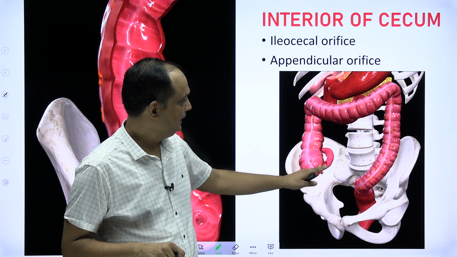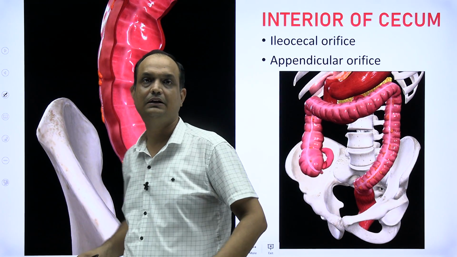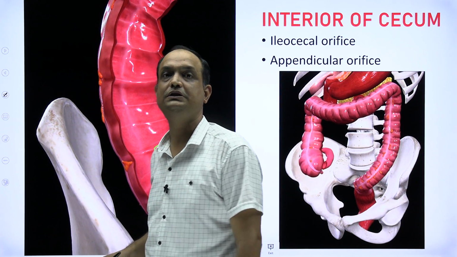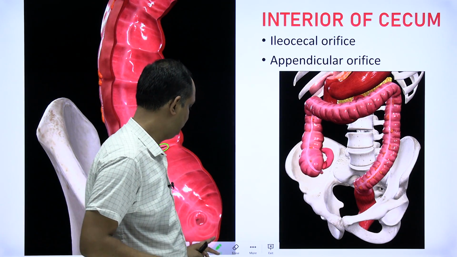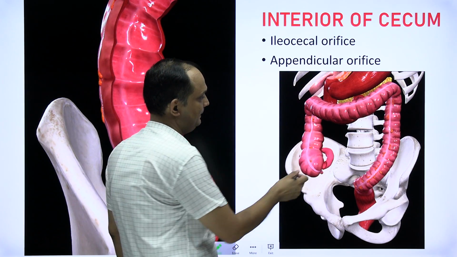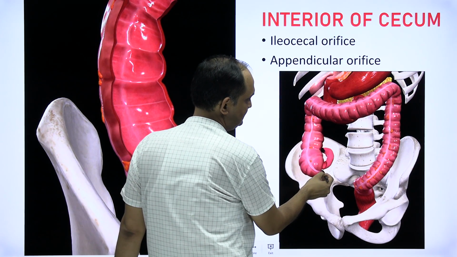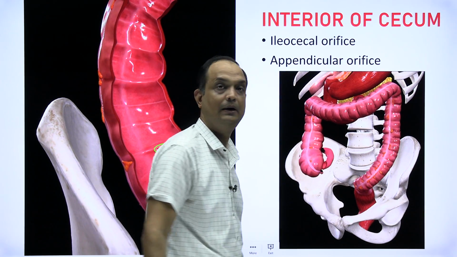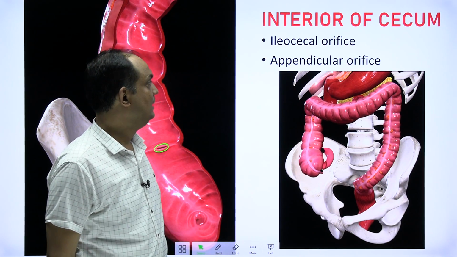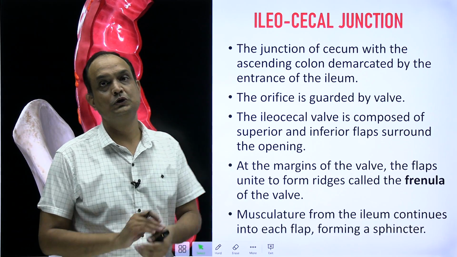Now if you tilt the body and see from the posterior side, you will find that posteromedially there are two openings. In the upper part you have the attachment of the terminal part of the ileum, and this is the attachment of the base of the appendix. Clear?